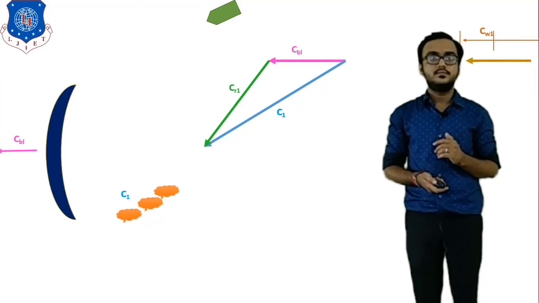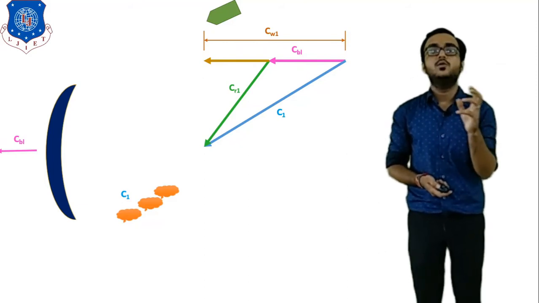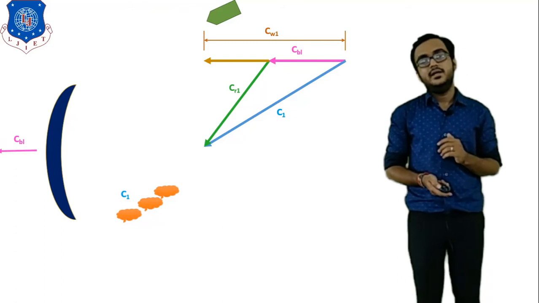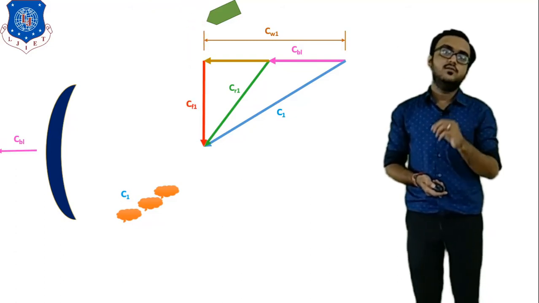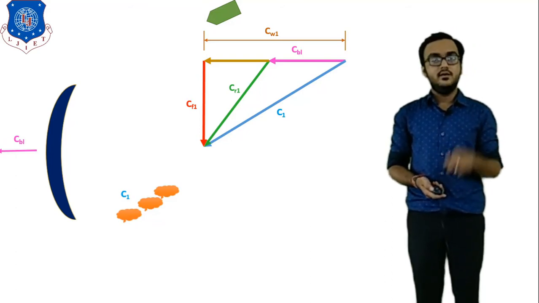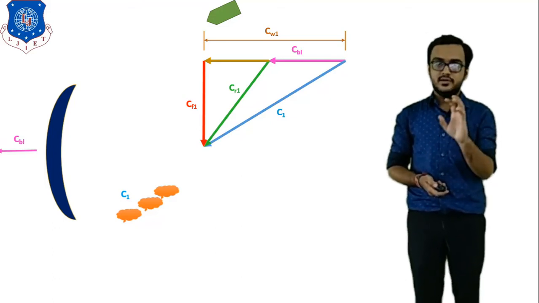Okay, so here the horizontal component is CW1. CW1 stands for the whirl component. Okay, and the vertical component is CF1. CF1 stands for the flow component because flow is proceeding in the downward direction. Okay, clear? That is all about the inlet triangle.